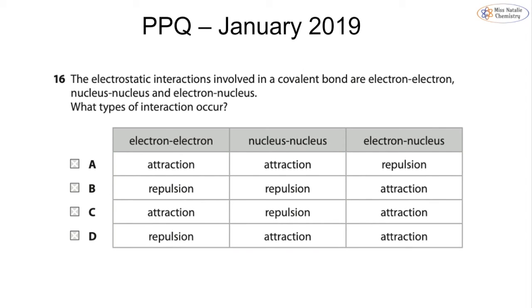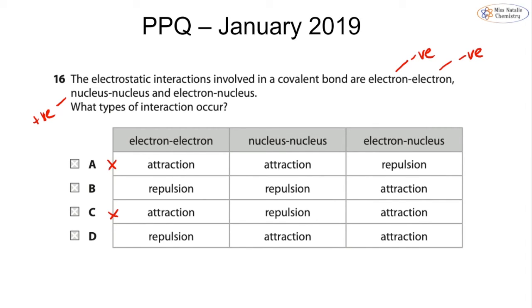repelled. So if we have electron-electron, we know that the electrons are negative and the electrons are negative. So that's going to be a repulsion. So we can automatically discount A and C. We know that they can't possibly be correct because we have to have a repulsion between 2 substances that have the same charge. Then we want to think of the nucleus. Well, both of the nucleus are going to be positive. So again, this must be a repulsion.